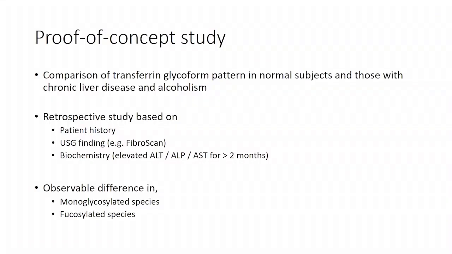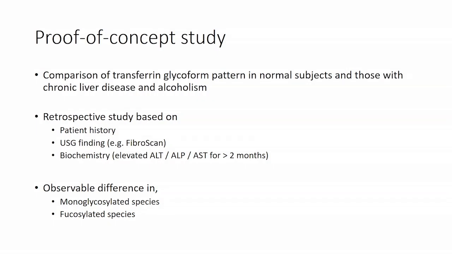Okay, so we have also done a proof of concept study just to see if our assay can be used for the investigation of chronic liver disease and alcoholism. So we are not trying to do a biomarker study. It's not really a sophisticated study, but it's just a very preliminary study to test our assay.